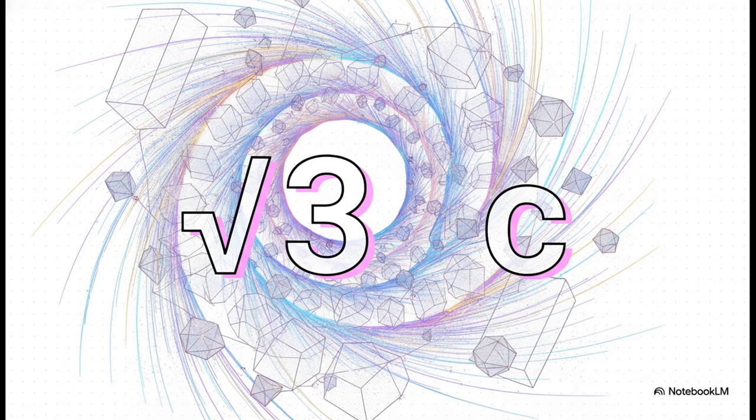Now, I know what you're thinking. Wait a minute, you can't go faster than light. But this actually doesn't violate relativity. No information is traveling superluminally in a straight line. The overall linear forward propagation stays exactly at c.